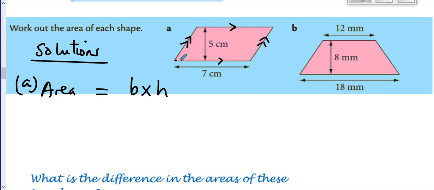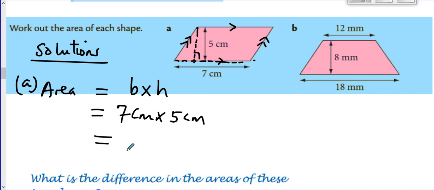What is the base here? The base is this side here, which is 7 centimeters. How about the height? The height is that distance there, which is 5. So what is the area of the parallelogram? The area will be 7 times 5, which is 35. Centimeter times centimeter will be centimeter square. Hence, the area of the parallelogram.